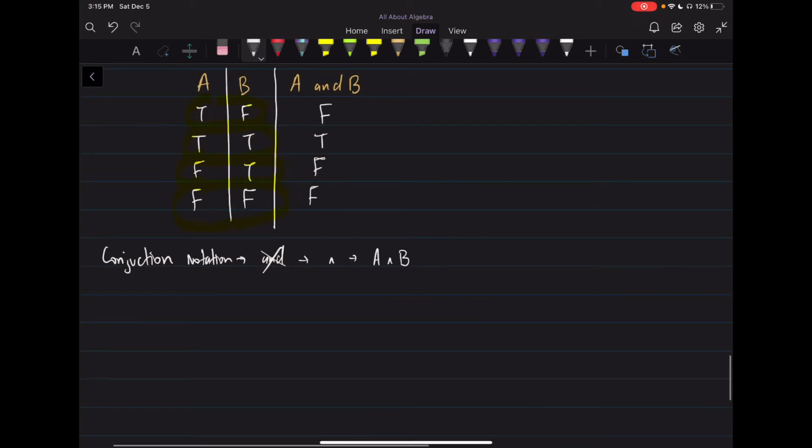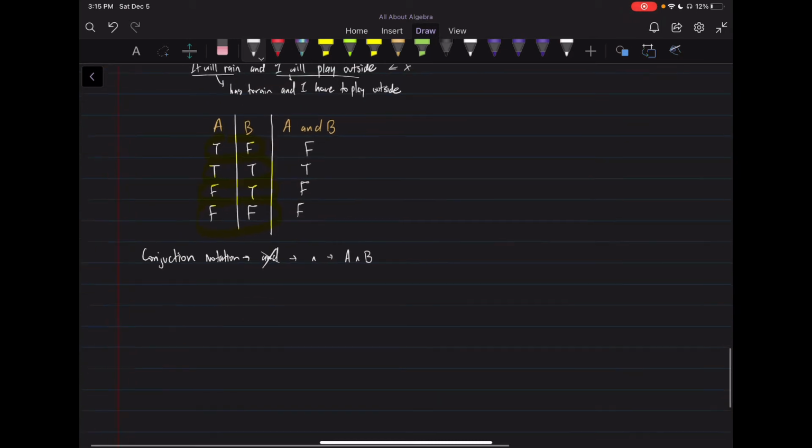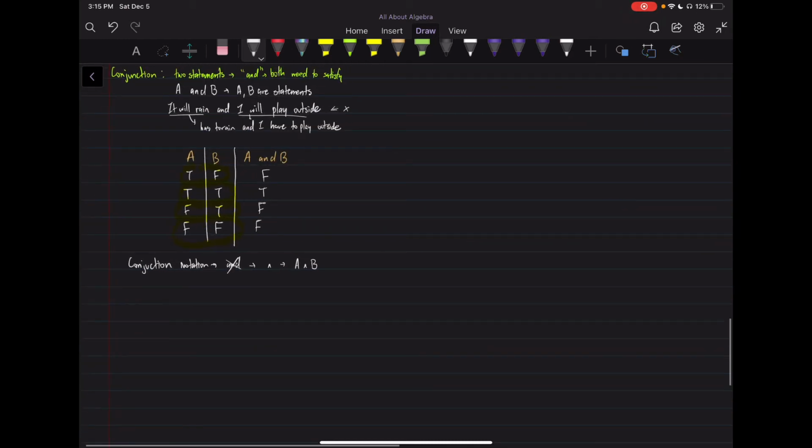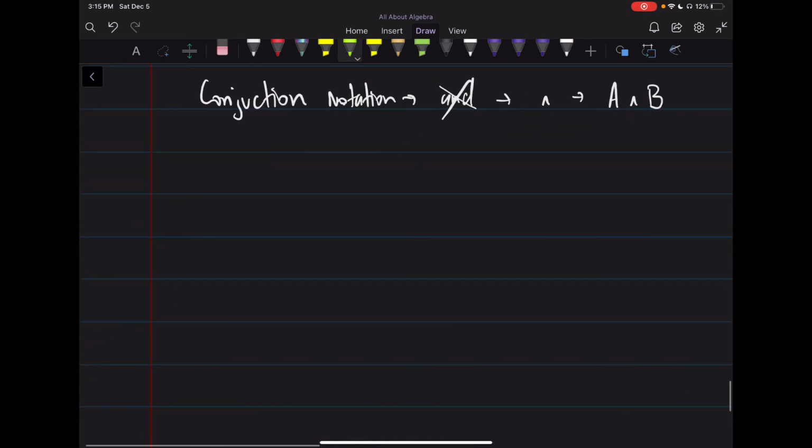Not sure if this is the upside down one or the right side up. I think this is the upside down. No, this is the proper caret. And then I'm going to go into the next one, which is going to be the upside down caret. Well, this is what a conjunction is, right?